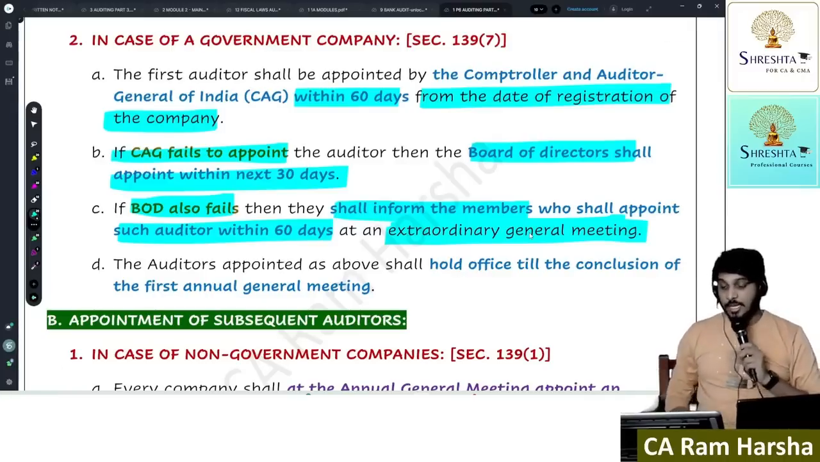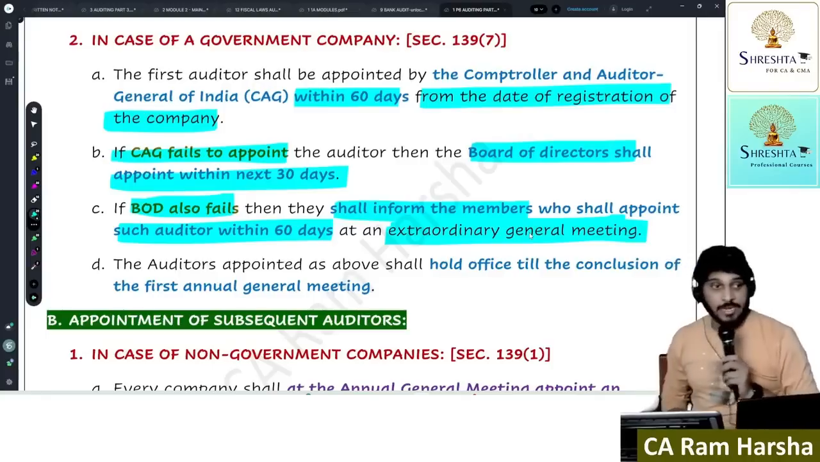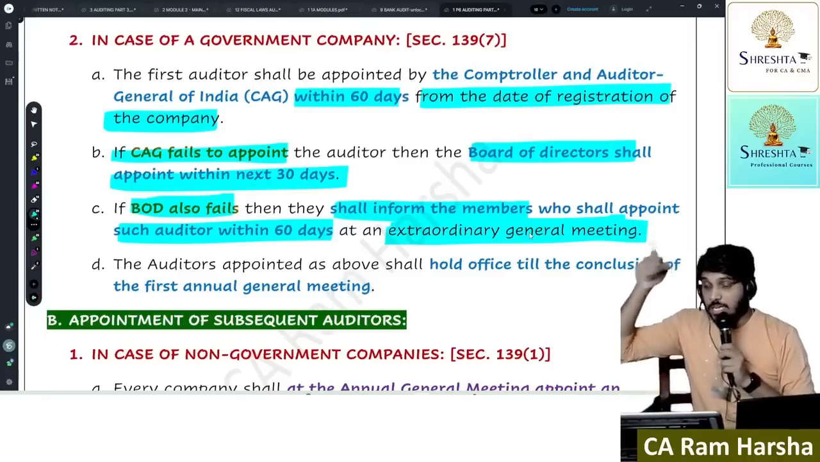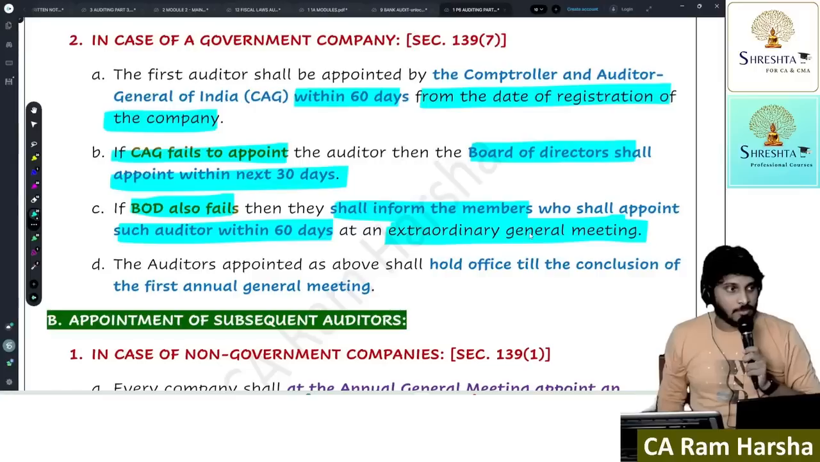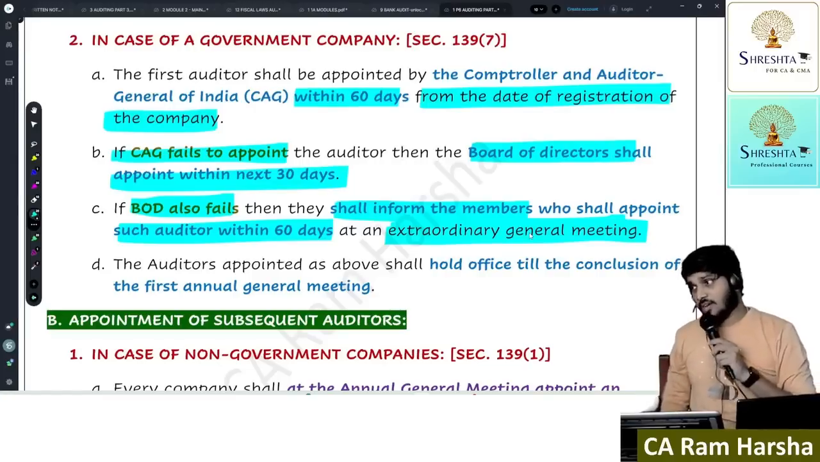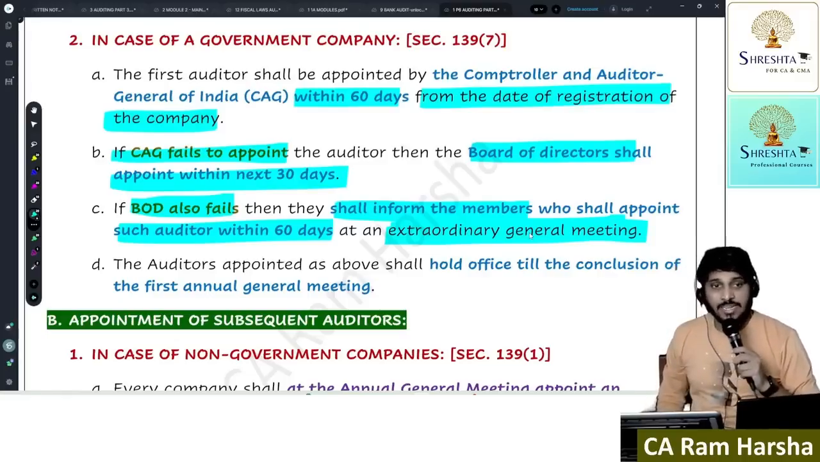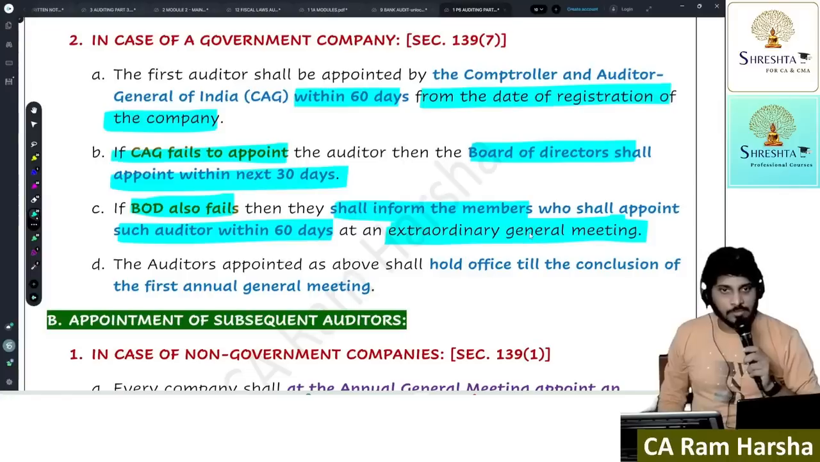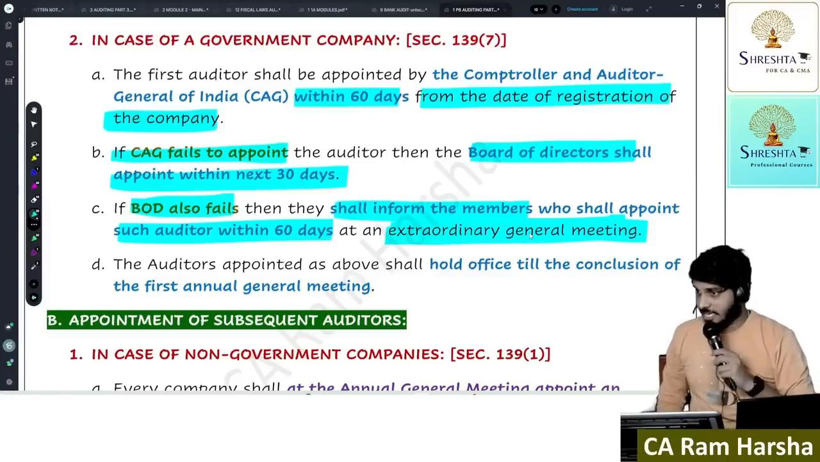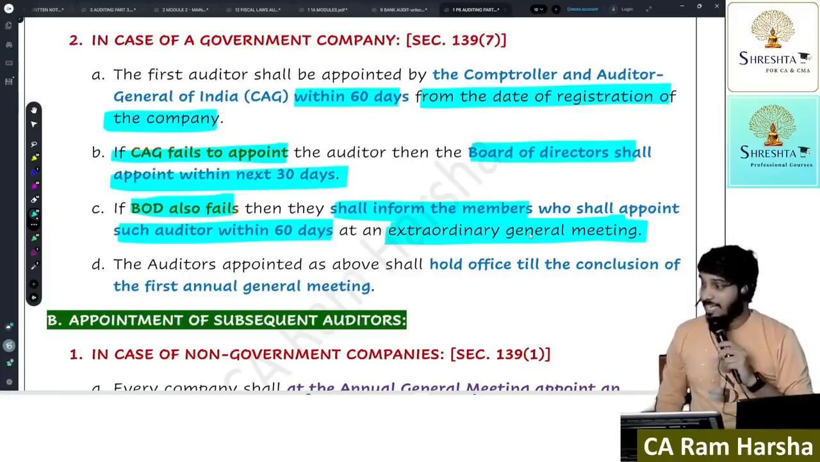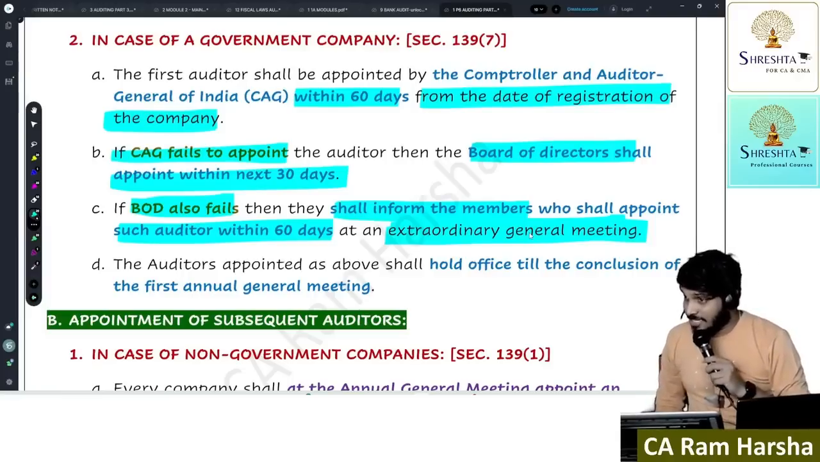And not only this, whoever is appointed, his appointment is valid up to the conclusion of the next AGM. Conclusion is what many people will miss. Until the conclusion of the next AGM. What's the difference? Suppose I planned the AGM on 10th August, but on that day quorum was not formed, or quorum was formed but some additional discussion came, and the AGM was adjourned to 17th August. Now the AGM finally concluded on 17th August.